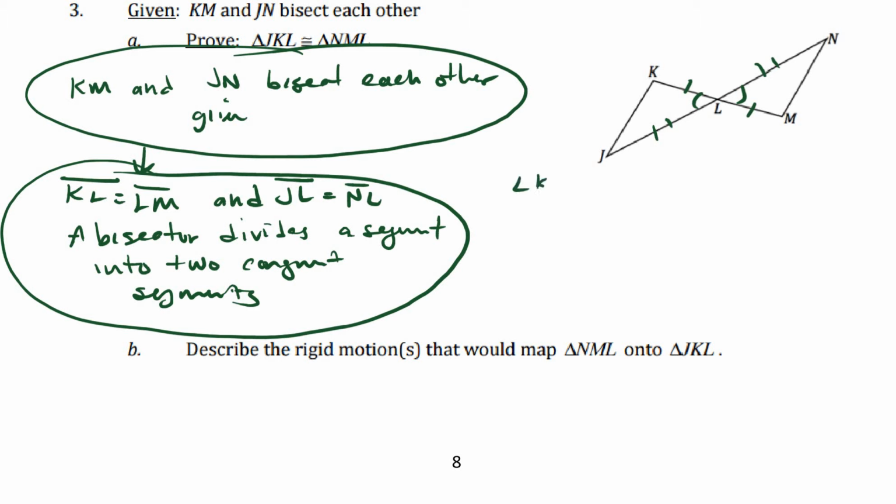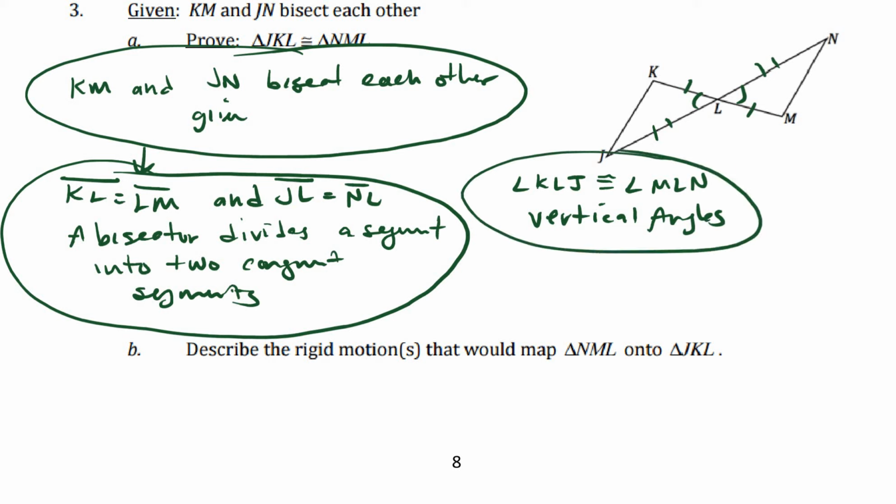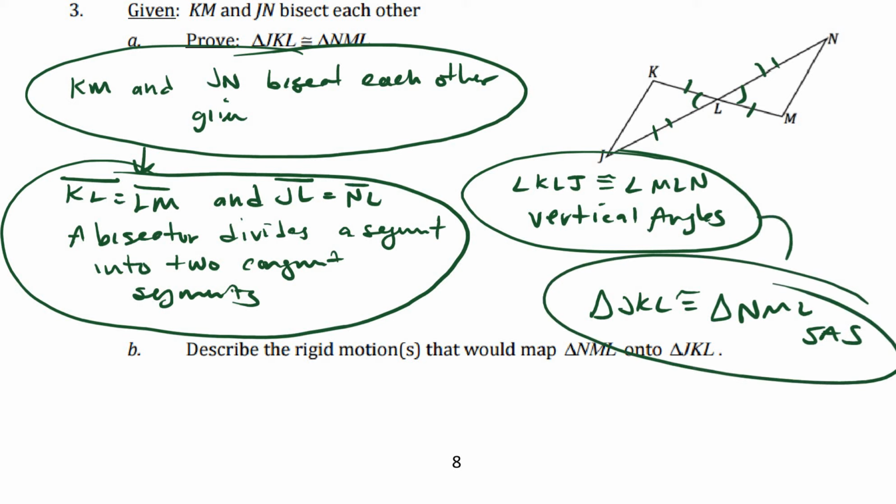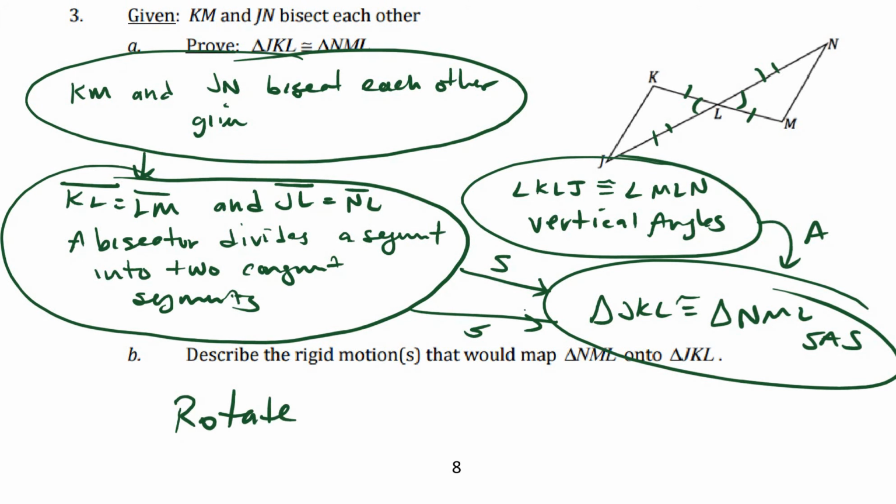Also, I know that angle KLJ is congruent to angle MLN by vertical angles. I see those intersecting lines. I know that's going to be true. Therefore, I know that triangle JKL is congruent to triangle NML because of side angle side. I have my angles here, and I have my two sides here. How would I map that one triangle onto the other? I would rotate 180 degrees about L.